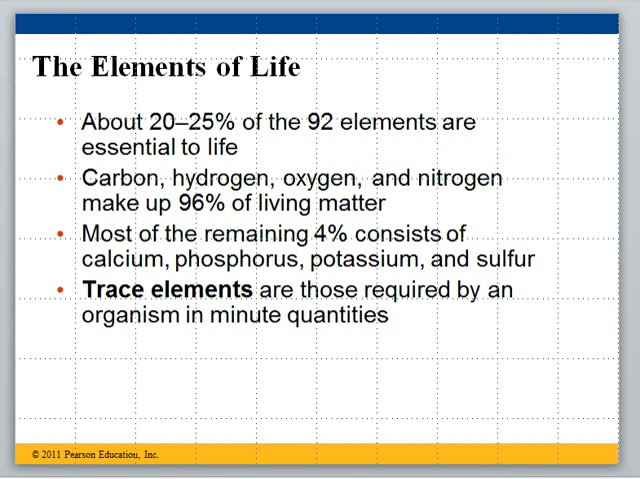If we talk specifically about the elements that make up living creatures, only about 20 or 25% of the 92 naturally occurring elements on the periodic table are essential for life. So the vast majority of those elements you see on the periodic table are not really a part of your body or not an essential part of your diet or anything like that.